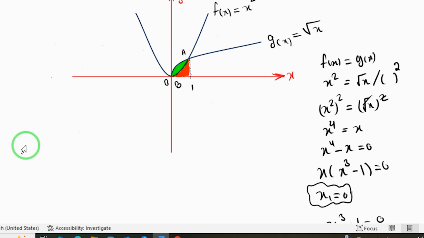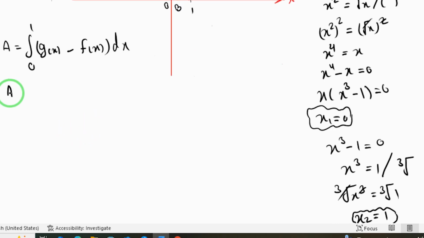So let's begin. We call this area A, equal to the integral from 0 to 1, from this point to this point, of g(x), because g is the upper side, minus f(x), because f(x) is the downside here, dx. Then we can write A is equal to the integral from 0 to 1 of square root of x minus x squared dx.